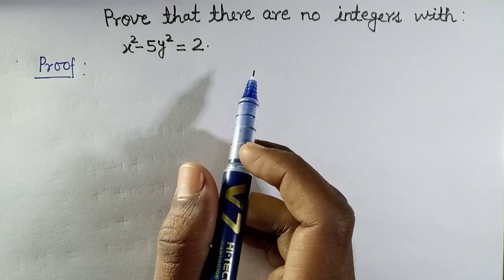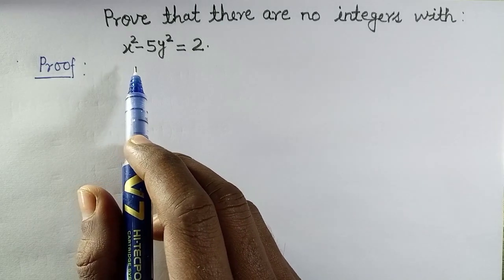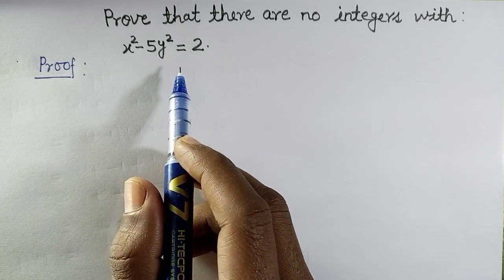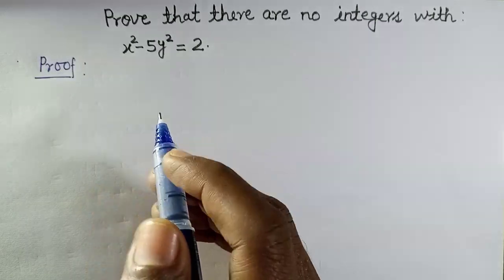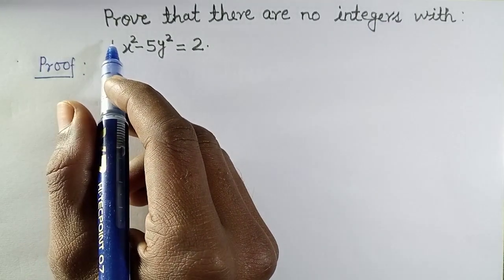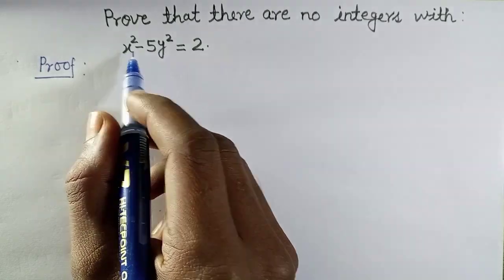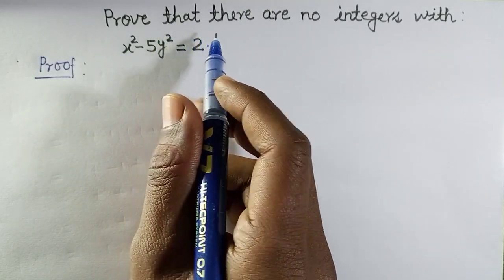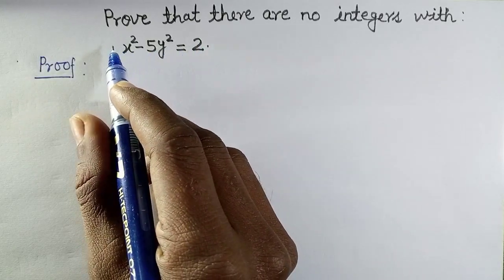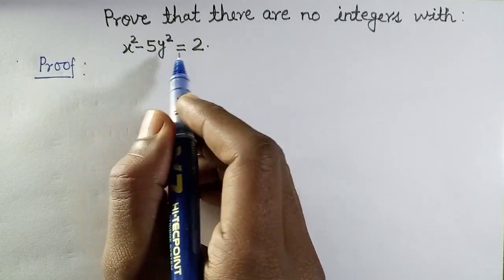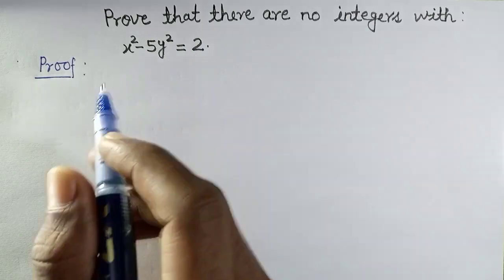Prove that there are no integers with x squared minus 5 times y squared equal to 2. So we have been given this equation and we have to prove that there are no integer solutions of this given equation.